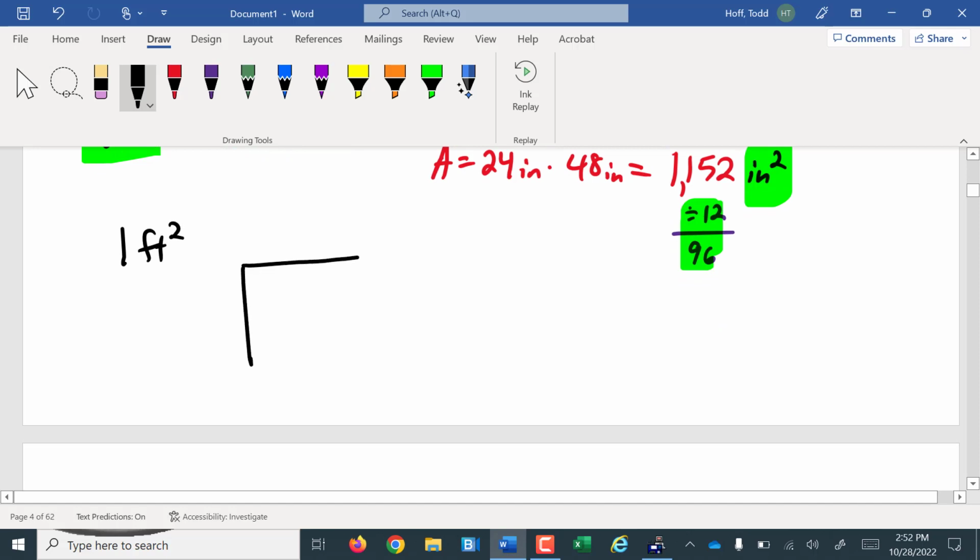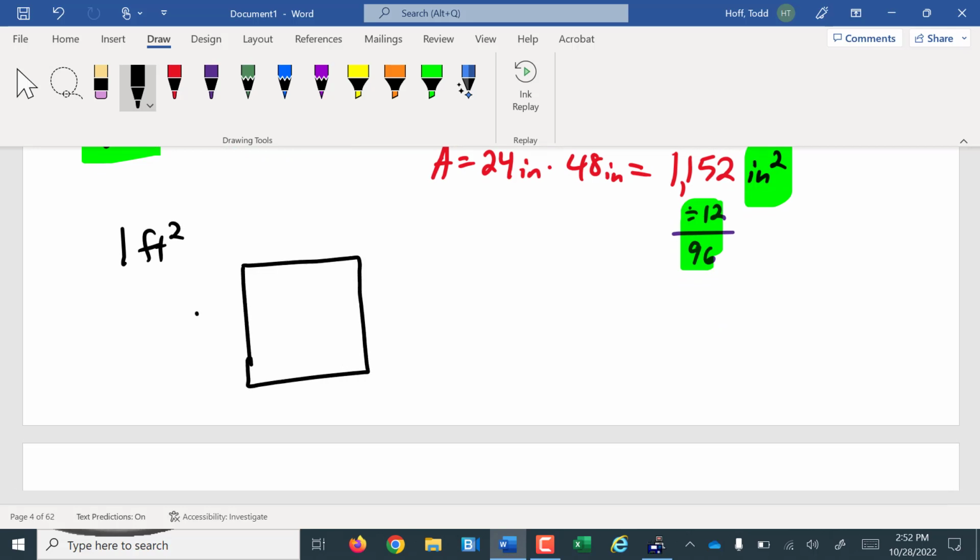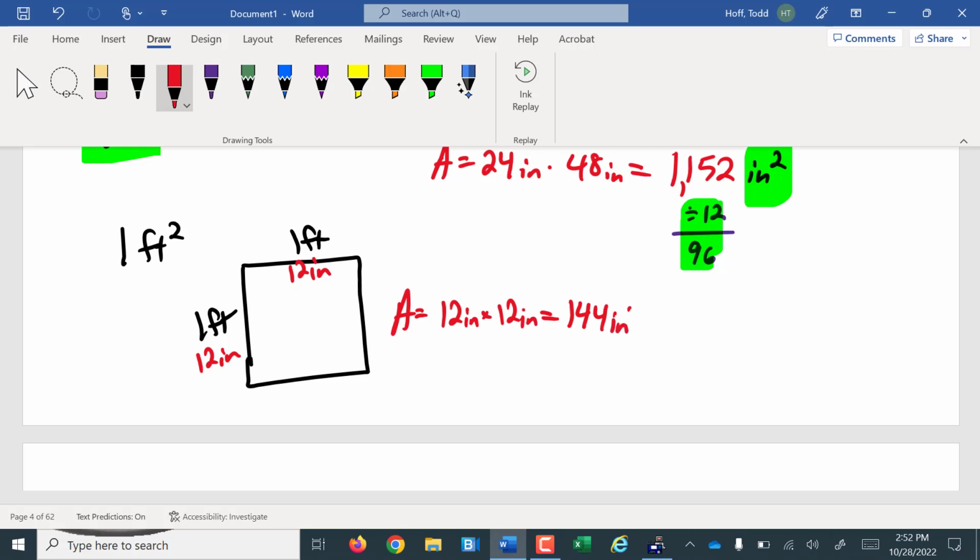is a square. Yeah, exactly. It's 1 foot by 1 foot. Well, 1 foot is 12 inches by 12 inches. The area of that, 12 inches times 12 inches is 144 square inches. So 1 square foot is 144 square inches. That's our unit of area.